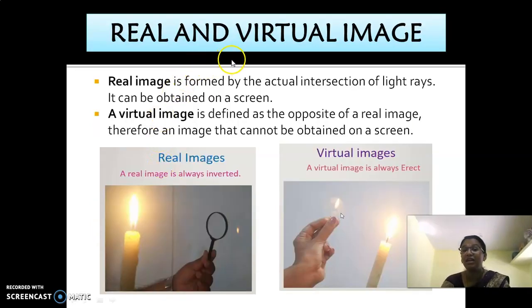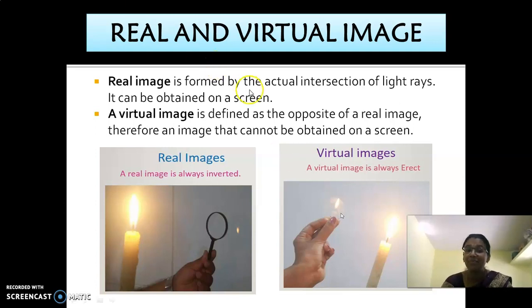Next thing is real and virtual image. Children, the types of image which you have to keep in your mind are erect and inverted, real and virtual. A few had made a mistake here also. While writing the difference between real and virtual image, you need to make a tabular column and then write the difference.